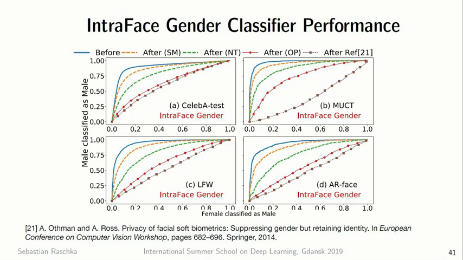And here we are evaluating the performance of the gender classifier. If we apply our method, like I mentioned before, we have these three different types of prototypes. We had the similar gender or same gender, the neutral one, T, and the opposite gender, OP. And here, reference 21 is an earlier method by Othman and Ross, where they tried something similar using a more geometric inspired approach. So we are comparing it here to this, or we are evaluating the IntraFace gender classifier.